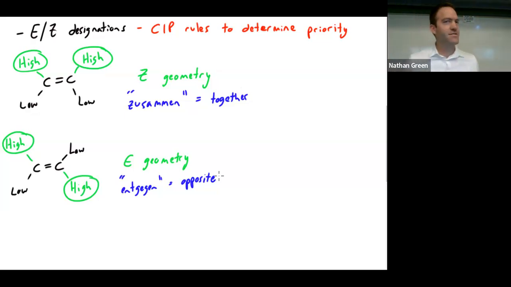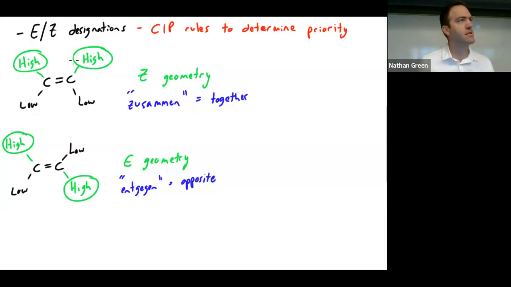Are there any questions about the same side or the opposite sides? I would just like to understand about the energy level. We'll talk about, it's not high energy or low energy, it's priority. If the two high priority groups are on the same side, then it's a Z geometry. That is going to have an impact on the stability, but we'll talk about that in a second. Yeah, so this is just for naming.